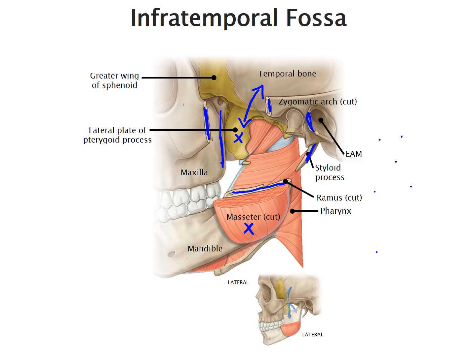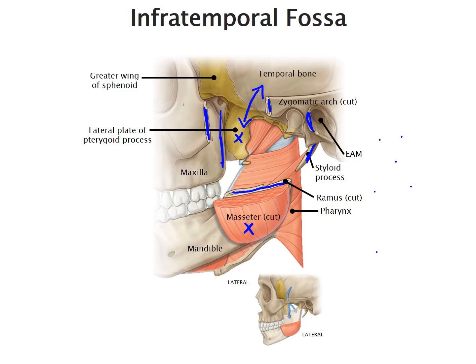Other important structures of this area include the mandibular nerve, V3, which is the mandibular division of the trigeminal nerve and all of its branches. In addition, associated with that nerve, there is a parasympathetic ganglion referred to as the otic ganglion. Neither this nerve nor the ganglion are visible from this image.